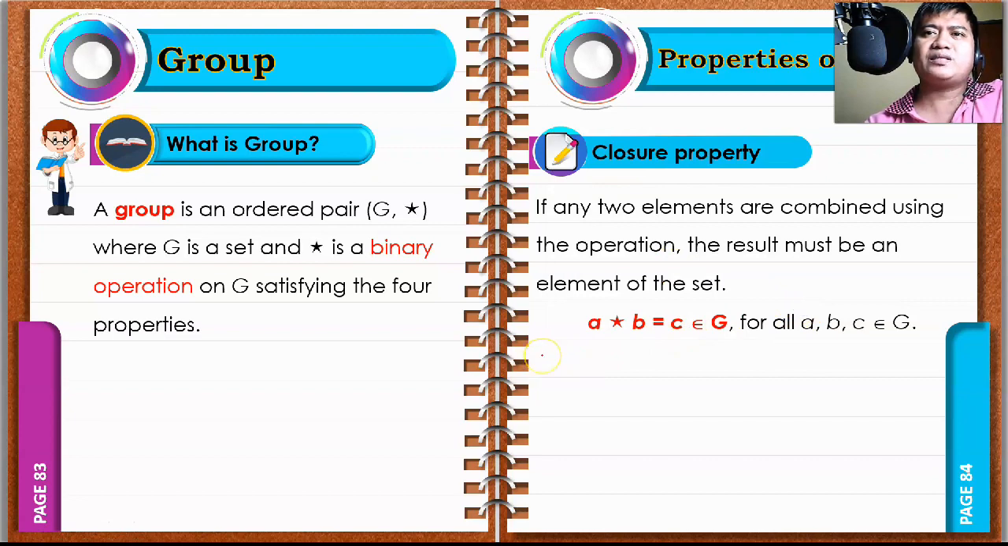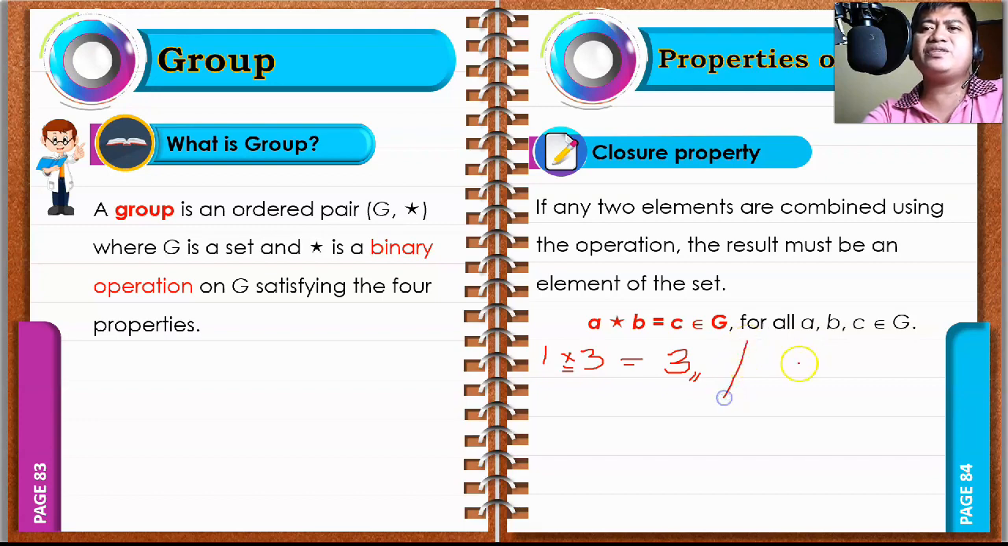say we have integers under multiplication. So 1 times 3 is equal to 3. 1 is an integer, 3 is an integer, and the resulting answer is also an integer. So therefore, the set of integers is closed under multiplication.